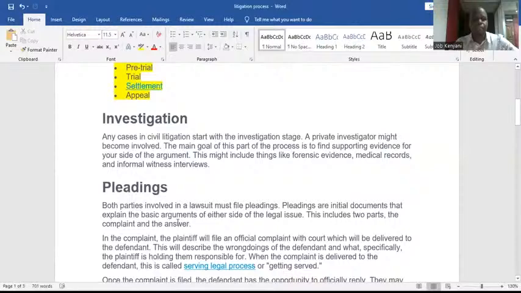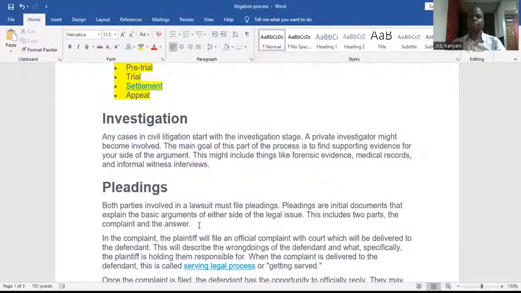So, pleadings. Both parties involved in a lawsuit must file pleadings. Pleadings are initial documents that explain the basic arguments of either side of the legal issue. This includes two parts: the complaint and the answer, from the plaintiff and the defendant. The plaintiff, or complainant, presents, then the other party will be able to answer back.